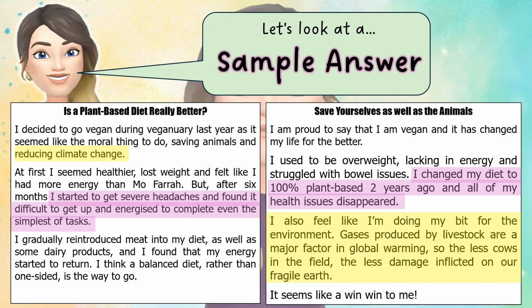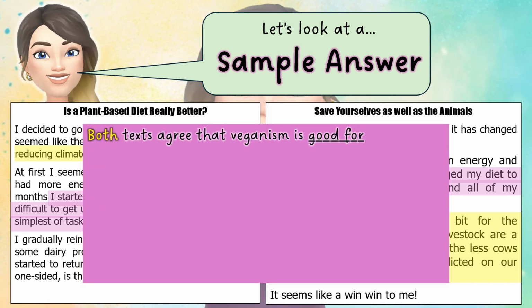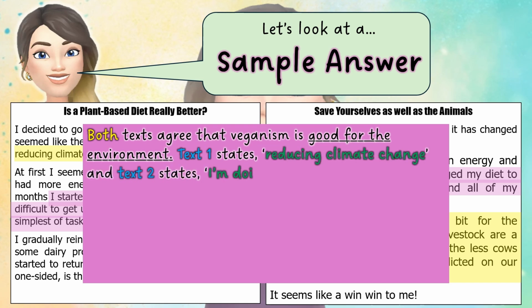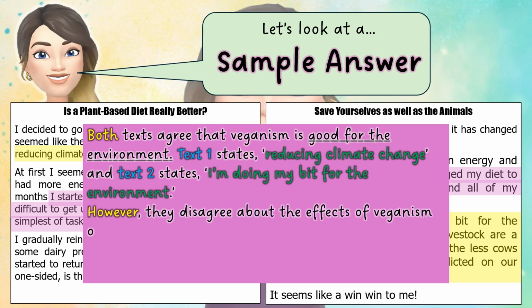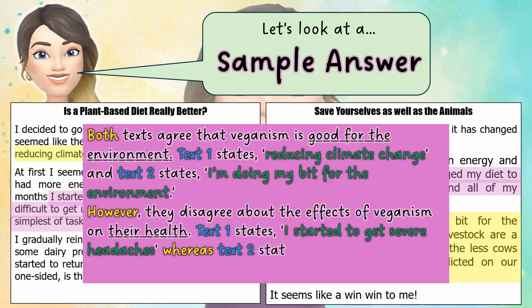So let's look at a sample answer as if this was in a Functional Skills Level 2 reading paper. Both texts agree that veganism is good for the environment. Text 1 states reducing climate change, and text 2 states I'm doing my bit for the environment. However, they disagree about the effects of veganism on their health. Text 1 states I started to get severe headaches, whereas text 2 states all of my health issues disappeared.